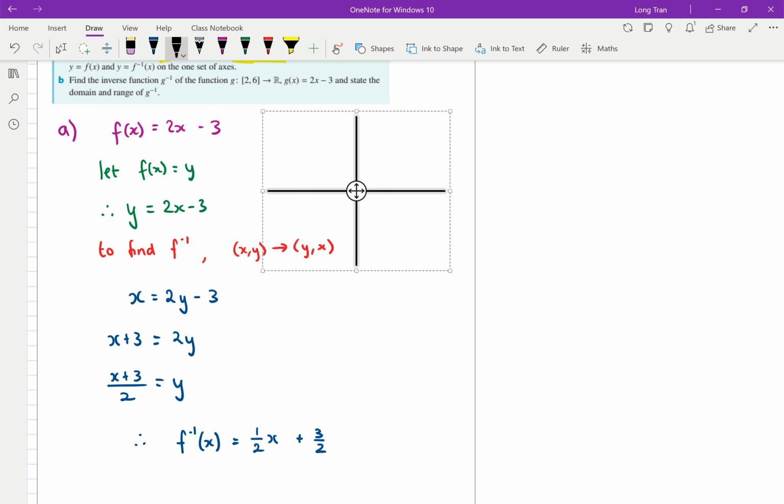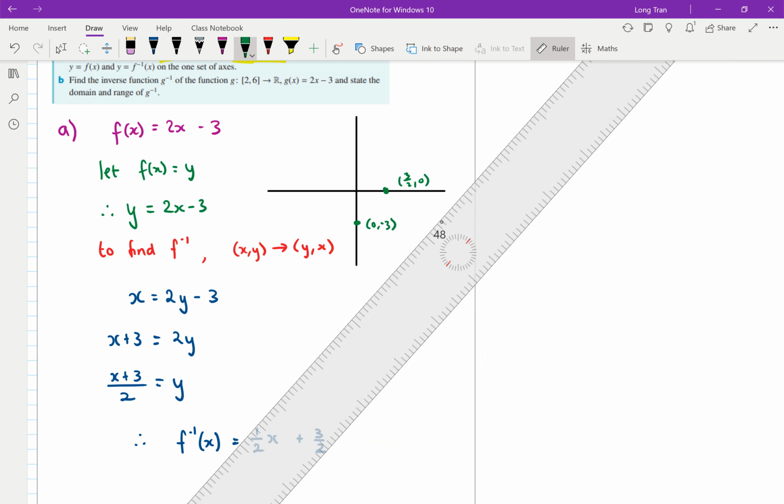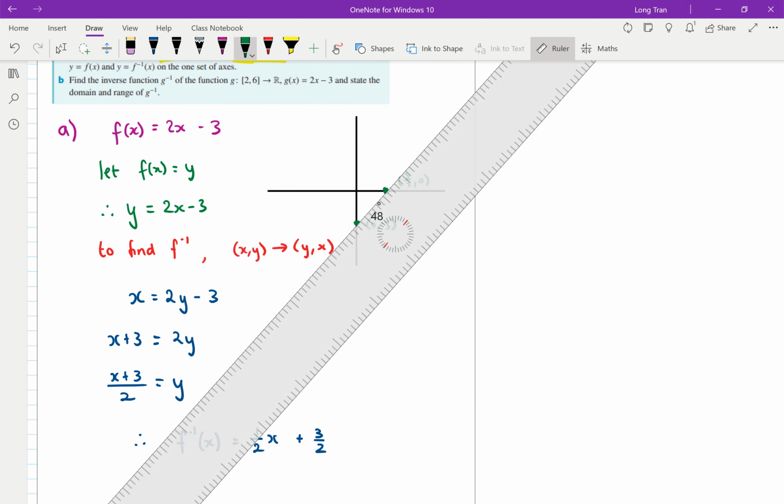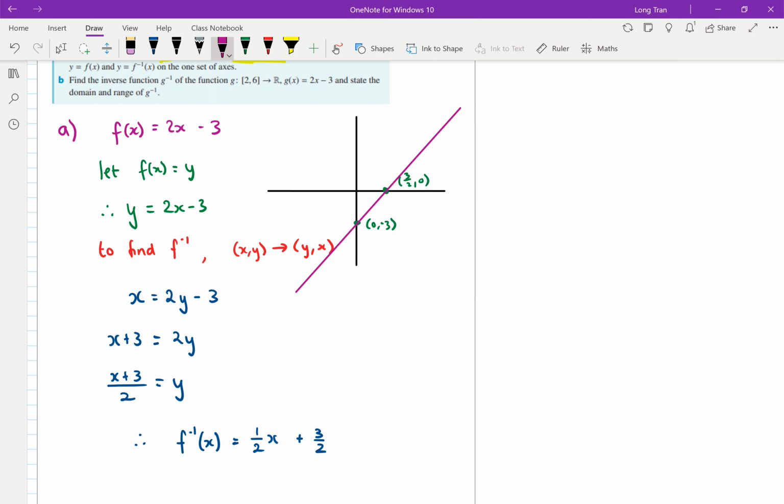For 2x minus 3, put in the coordinates of the intercepts. We've got the y-intercept at 0, -3, and then we've got the x-intercept at 3 on 2. Again, I'm doing all this very quickly in my mind because I'm assuming that sketching straight lines is fairly straightforward at this point. So that's my equation for f of x. So this is f of x. And then for my inverse function, it's 1/2 x plus 3 on 2.